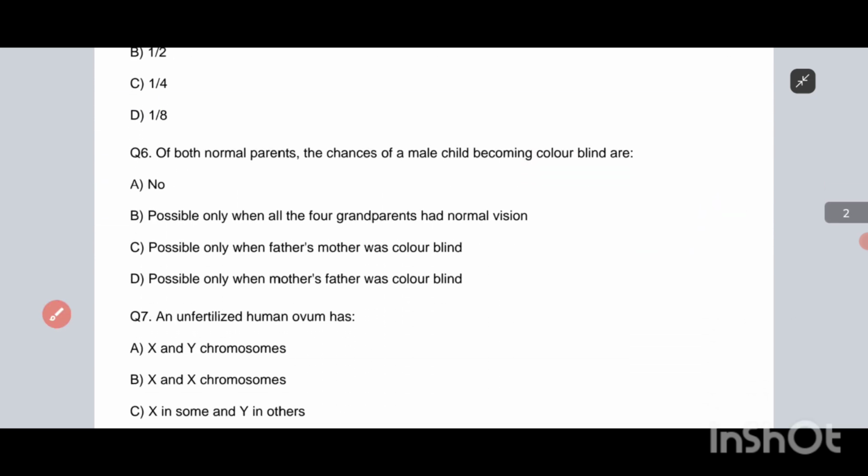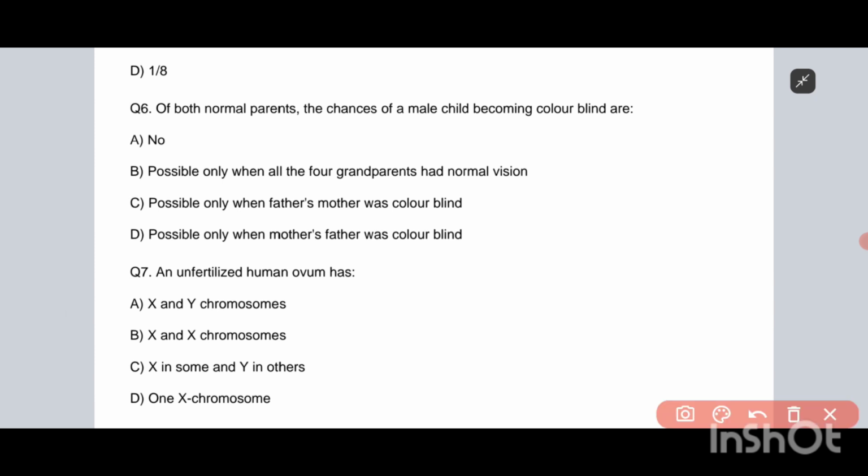Now we are going into question number 6. Question number 6: of both normal parents, the chances of a male child becoming colorblind are, the parents are normal, but the probability of the male child becoming colorblind is asked. Option A, no. Option B, possible when all four grandparents had normal vision. Option C, possible only when mother was colorblind. And option D, possible only when mother's father was colorblind.